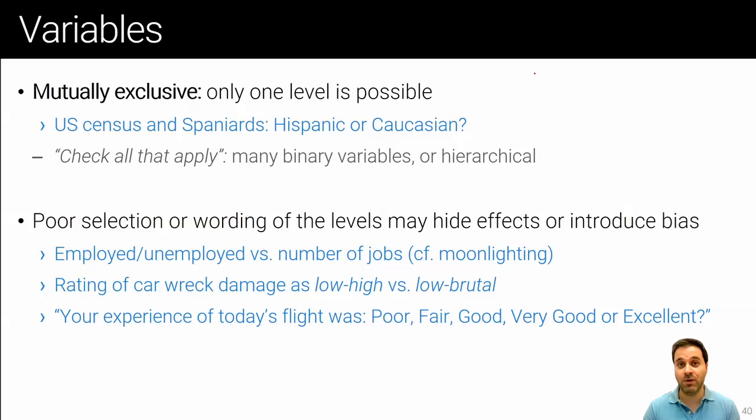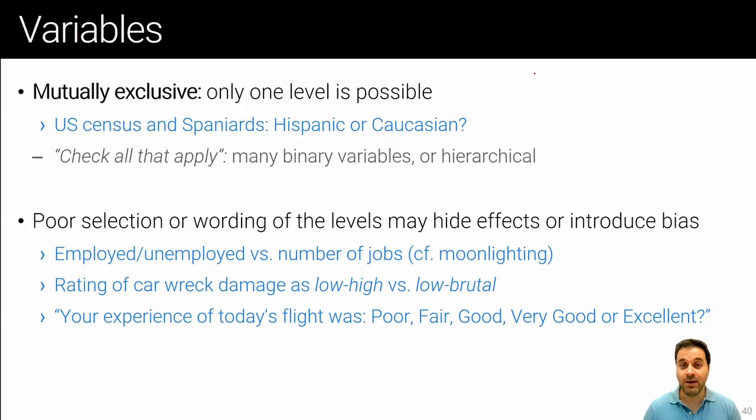Or if we want to rate the damage of a car wreck and we show people videos of the different accidents, then depending on how we ask, we might get different results. So it's not the same to ask, rate the damage from the accident between low and high or between low and brutal. People are very rarely going to go all the way up to the brutal point because it has certain connotations as opposed to low versus high.